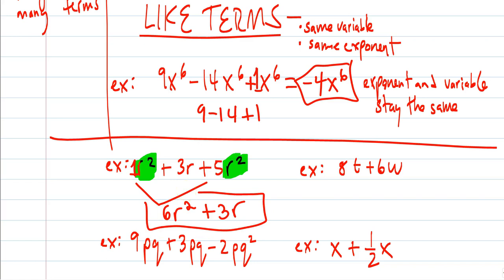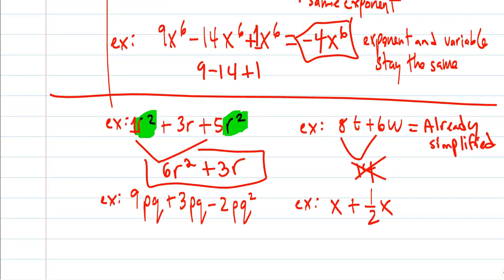8t plus 6w. We're looking at this and wanting to combine them. Please do not make this 14 of anything. Why not? This has a t, this has a w. They have the same exponent, but they are not the same variable. So this would be already simplified. We can add x's to x's, apples to apples, but not t's to w's. They need to be the same variable for us to combine them.